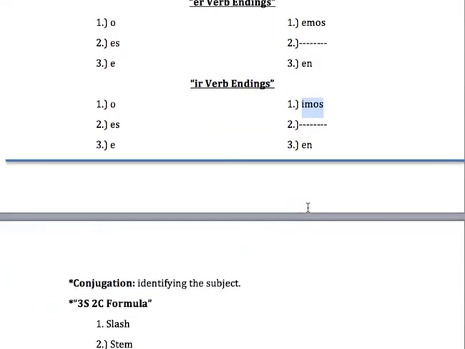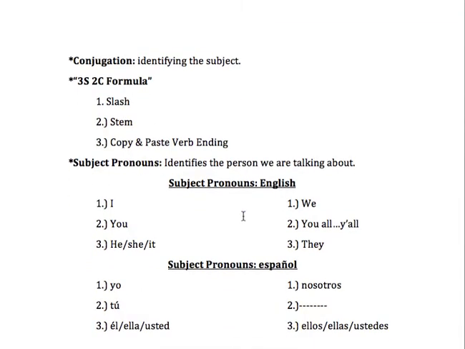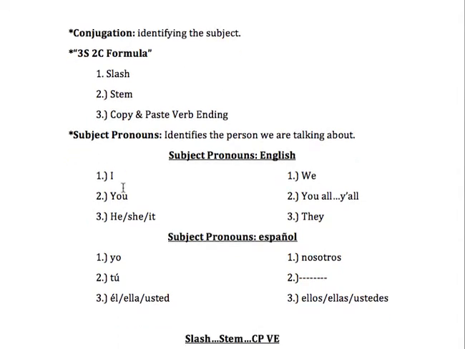So as we continue on down here, again, conjugation is identifying the subject and is slashing the verb ending, writing the stem, which is what's left over after you slash the verb ending, and thirdly, copy and paste the verb ending. A subject pronoun, in grammar, is basically just identifying the person we're talking about. In English, it would be I, you, he, she, it, and this is the singular side over on the left. Starting over on the right, we have we, you all, if you're in the South, y'all, and then the third plural would be they.